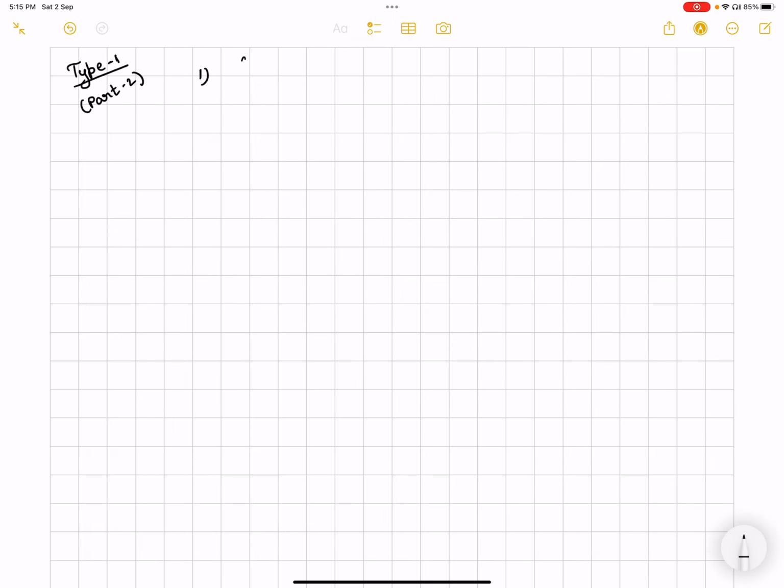So here integrate, they are giving sine 4x divided by sine 2x dx.